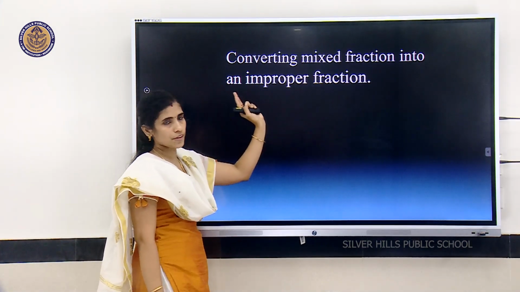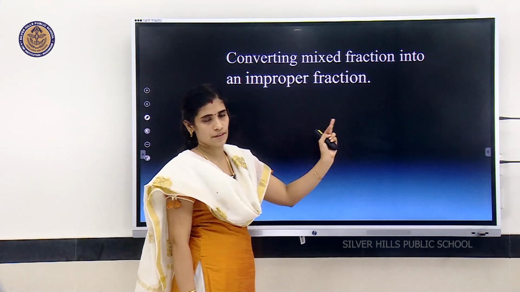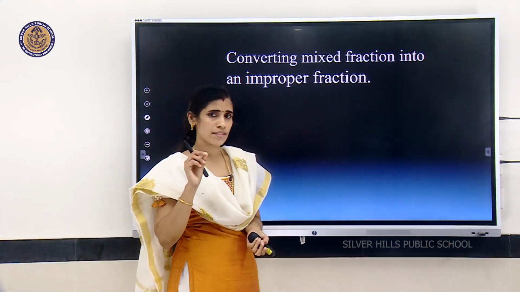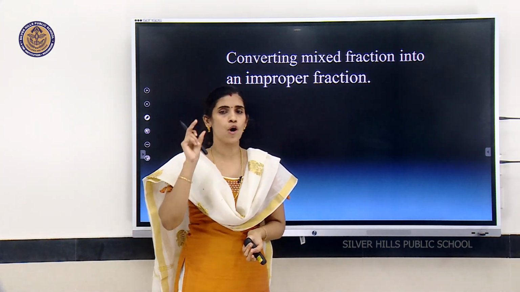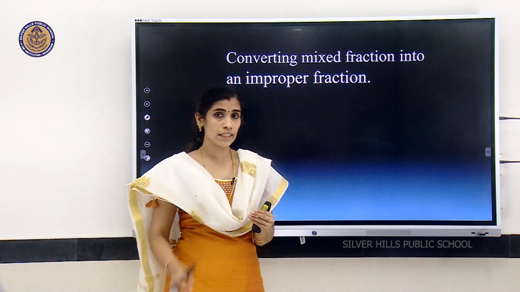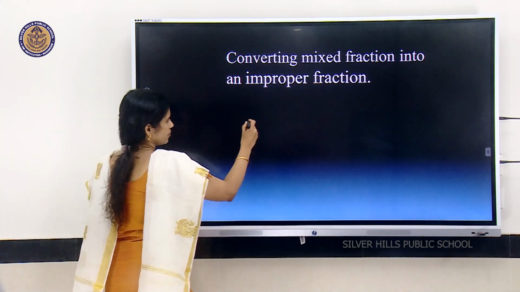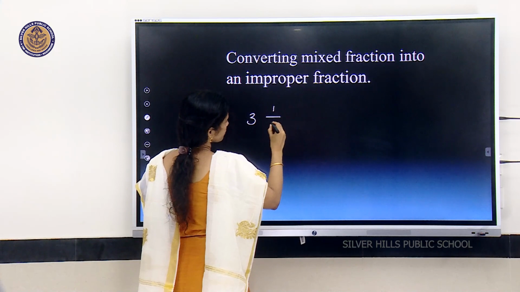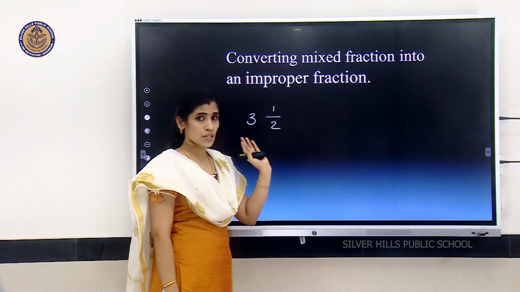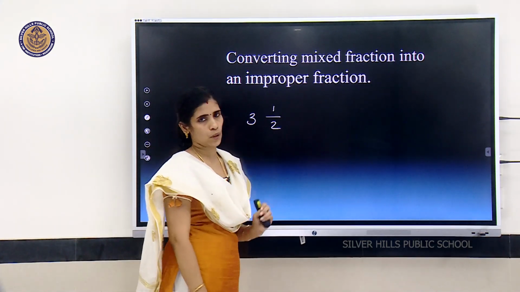Next, converting a mixed fraction into an improper fraction. We already learned what a mixed fraction is. A mixed fraction is a combination of a whole number and a proper fraction. 3 1 by 2 is an example of a mixed fraction. Next, we will convert this mixed fraction into an improper fraction.